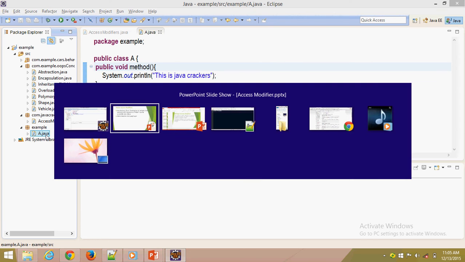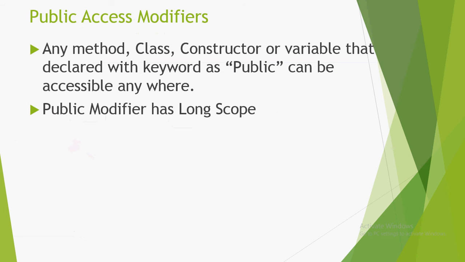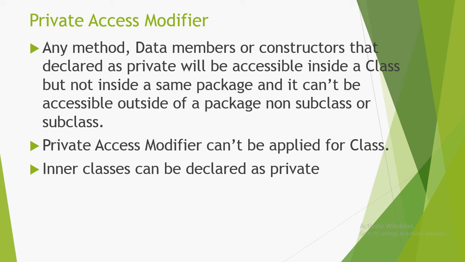And we have another modifier, which is the antonym of the public access modifier. That modifier is the private access modifier. If we declare any member with the private keyword, then it will be accessible only inside that class. It won't be accessible inside the same package in different classes either. It can't be accessed outside of the package, whether by a non-subclass or a subclass.